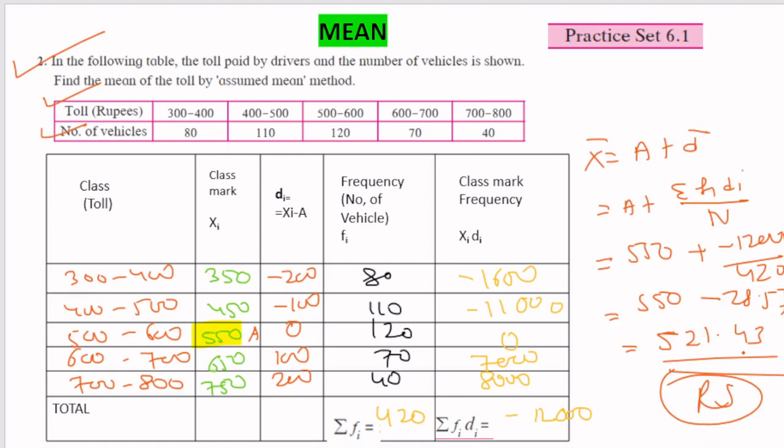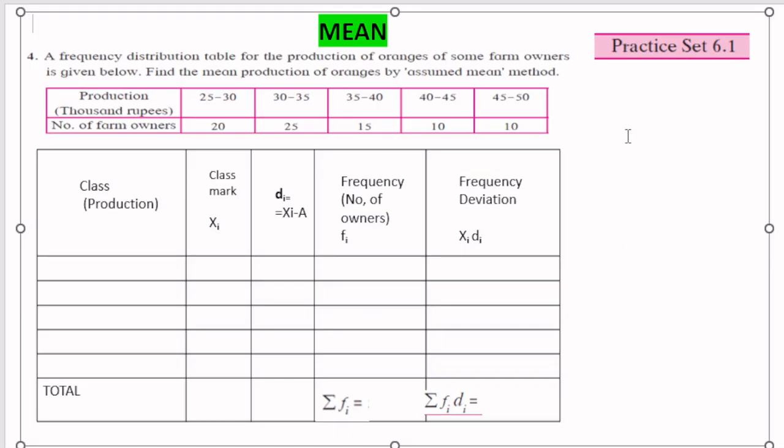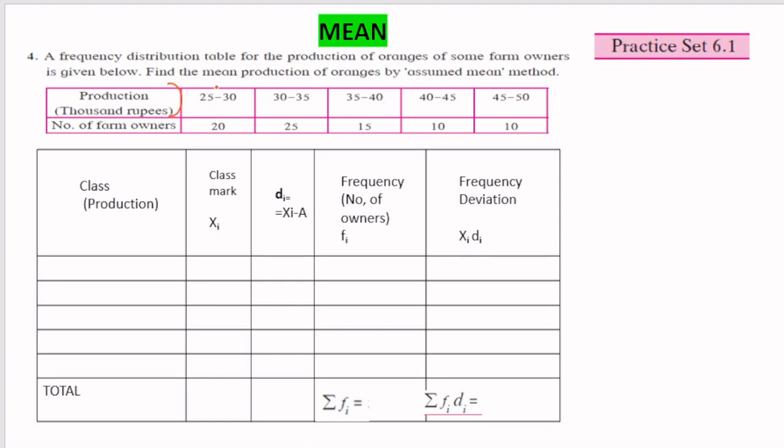Okay, let's see one more example, then your doubt will be clear. Let's see question number 4 of practice set 6.1 to understand one more example of assumed mean. A frequency distribution table is given here, production in rupees is given, and the number of farm owners is given. What you have to calculate is the mean production of oranges by assumed mean. Simply again we have to write the classes. Write quickly. Then I've written the classes. Now simply you have to find the class mark. How? Lower limit plus upper limit divided by 2. Let's do that quickly. I've written the class marks also.